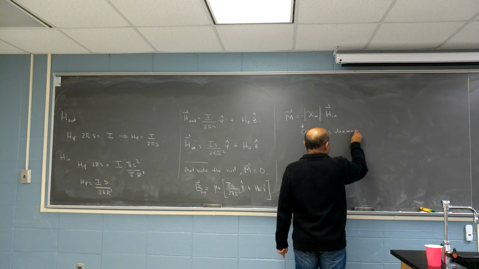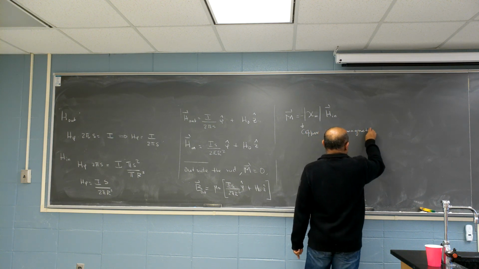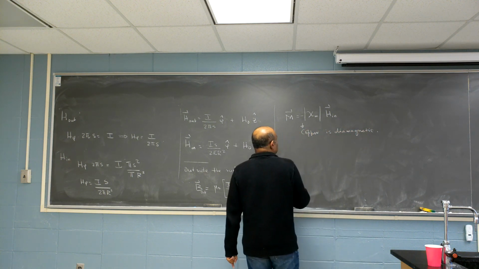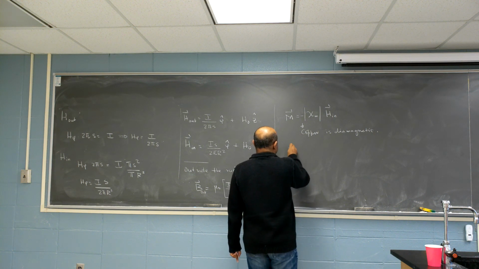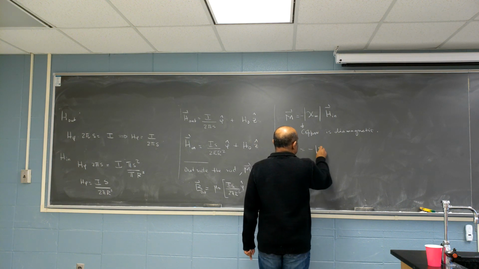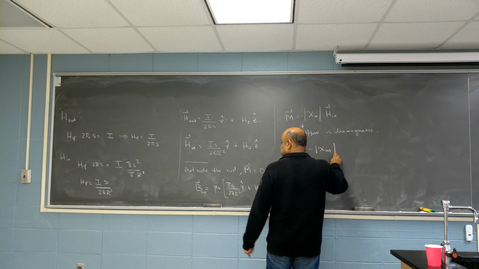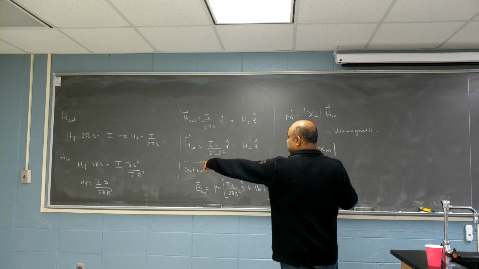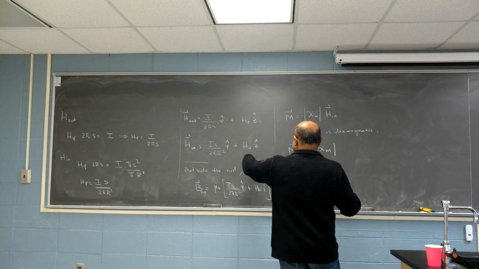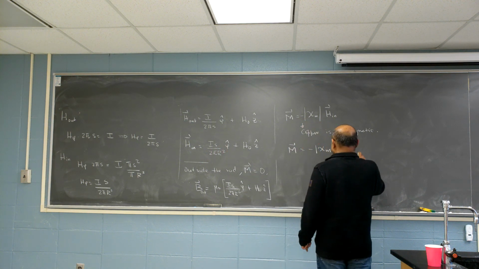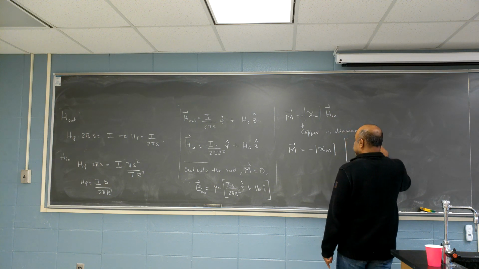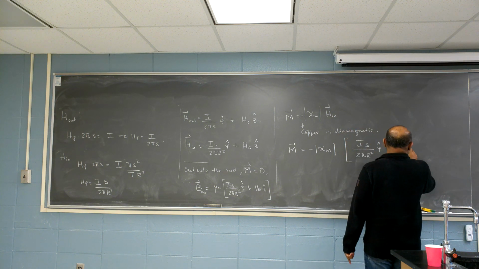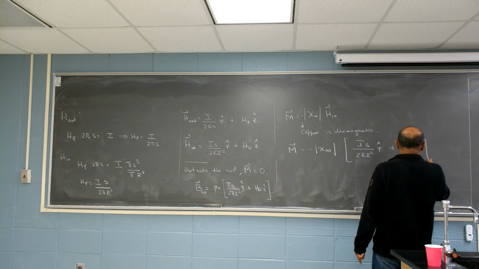So I have my M, so that M is equal to negative chi M times H in. What is H in? It is I s over 2 pi r squared phi hat plus H0 z hat.